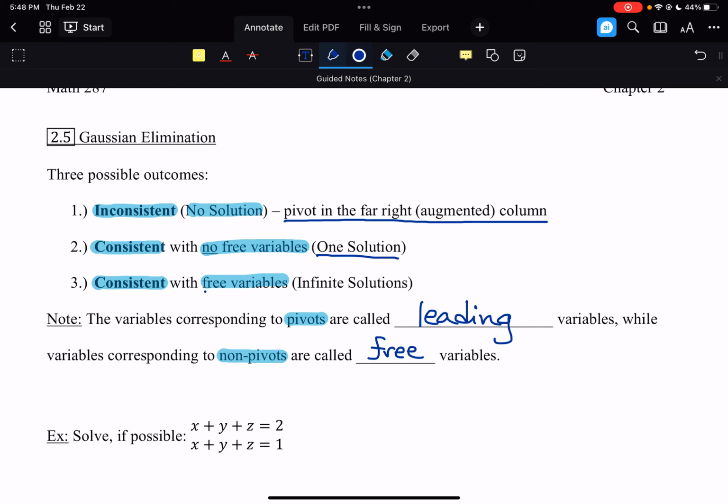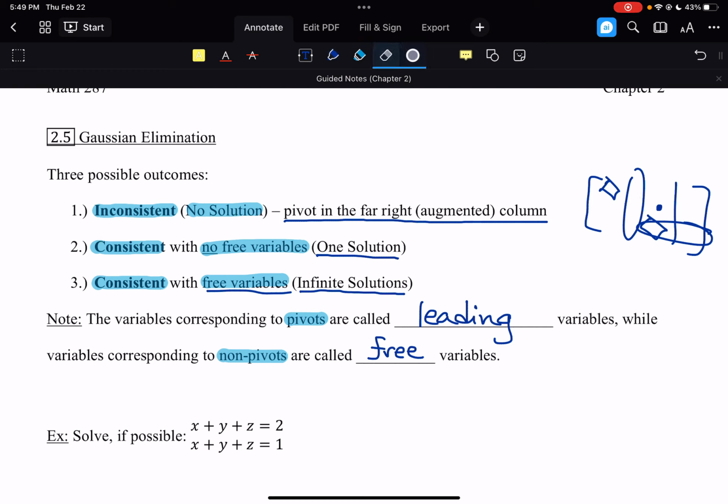If the system is consistent with free variables, so in other words, not every column has a pivot, so there's some gaps in there, those systems are going to have infinitely many solutions. Because you might be able to solve for an exact value of this variable, but even when you substitute that back into here, you might not get one exact value for the next variable because there's no pivot there. So you're going to get a set of solutions in terms of these free variables. And we'll see what that looks like in a little bit. But these are the three possible outcomes. You can have no solution, one solution, or infinitely many solutions.